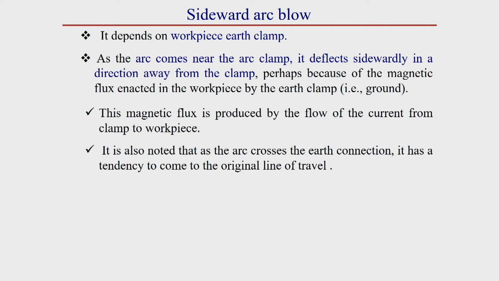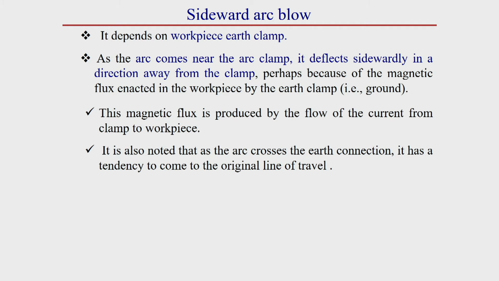That means, we know that generally in welding there is an earth clamp connection: one connection comes from earth to the earth clamp on the workpiece, and another terminal is connected to the electrode. So, this sideward arc blow generally occurs due to the workpiece earth clamp. As the arc comes near the earth clamp, it deflects sidewardly in a direction away from the clamp, perhaps because of the magnetic flux induced in the workpiece by the earth clamp.